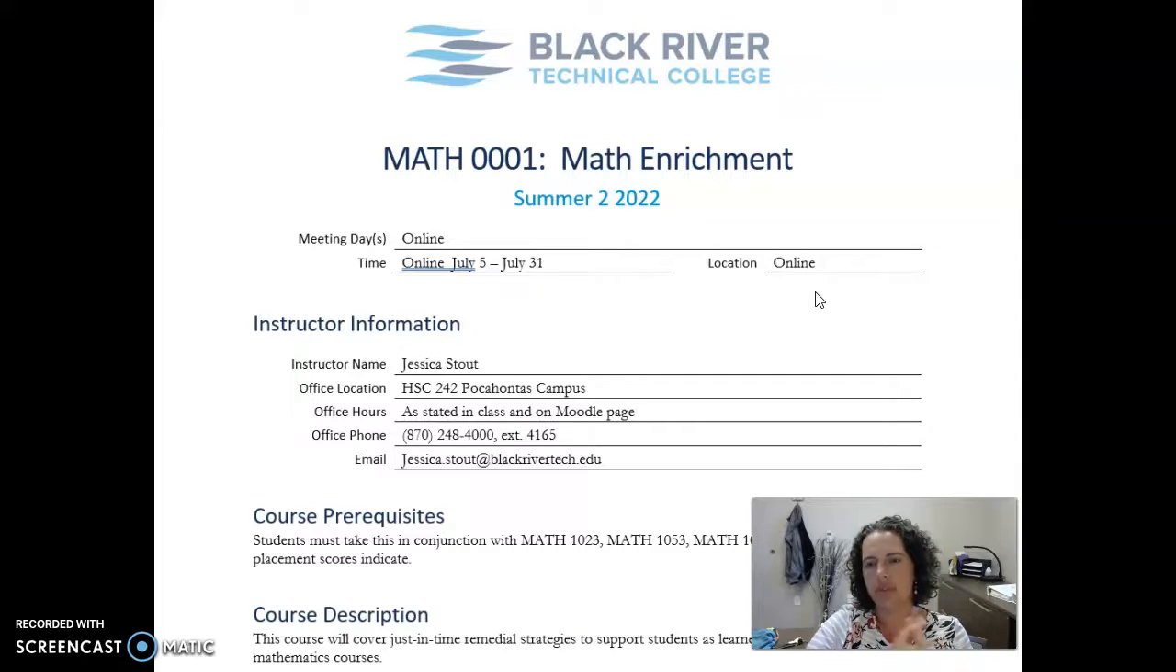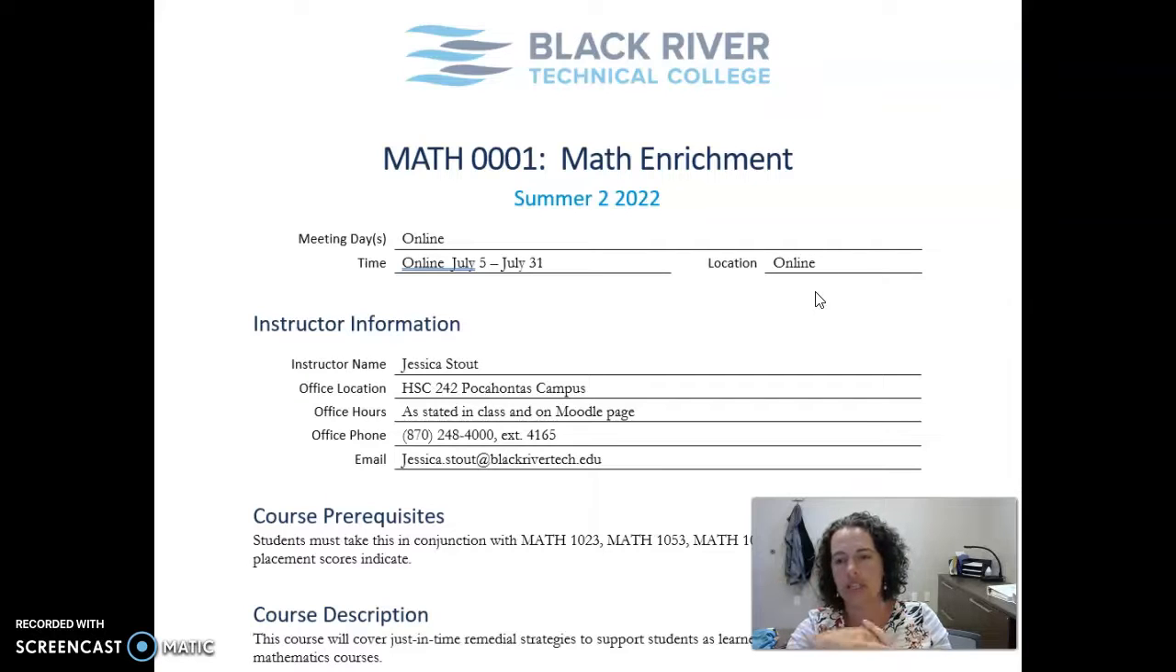So you will do this math enrichment class at the same time you're doing Math for Healthcare, okay? And it'll go hand in hand, side by side, the entire month. There will be assignments in the enrichment Moodle page, and then there will be assignments in the Math for Healthcare Moodle page, okay? So you're going to be running two Moodle classes.